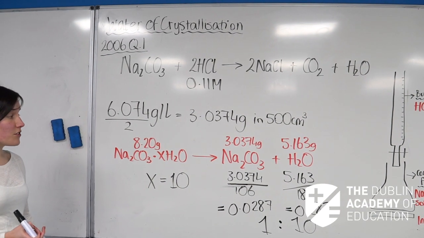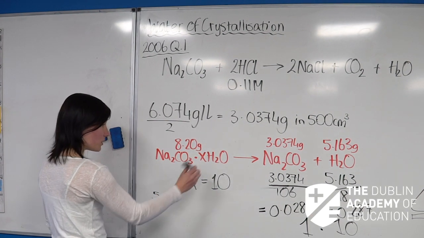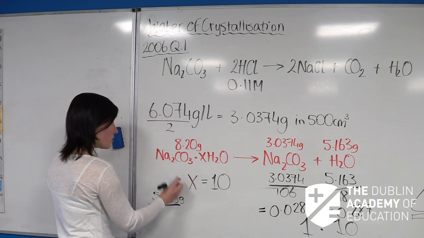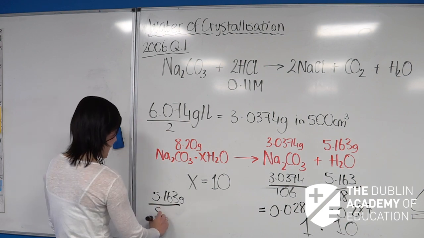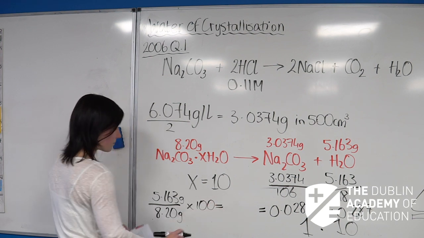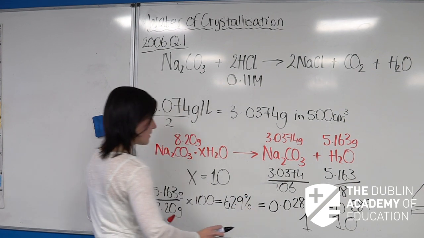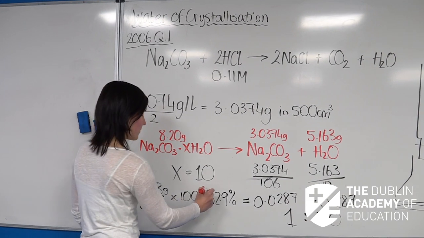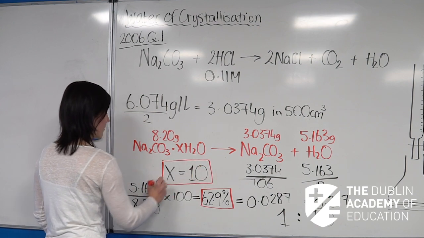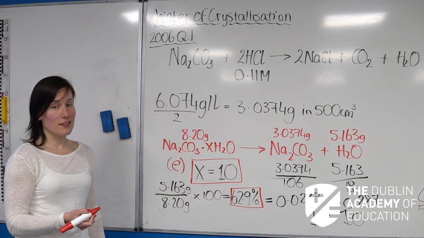To work out the percentage of water in this molecule, we simply divide the mass of the water, which is 5.163, by the total mass of our hydrated crystals, which is 8.20, and we multiply that by 100 to work out our percentage, and we get 62.9%. 62.9% as our final answer. So I'm going to highlight that, and I'm also going to highlight this because this is our value for X. So these are the two answers for part E of this question from 2006.